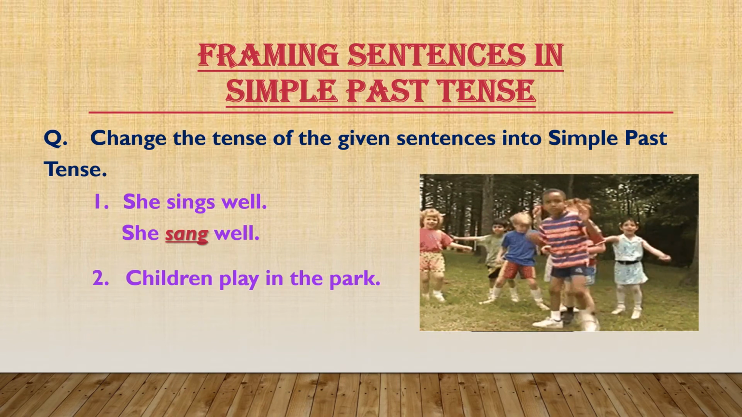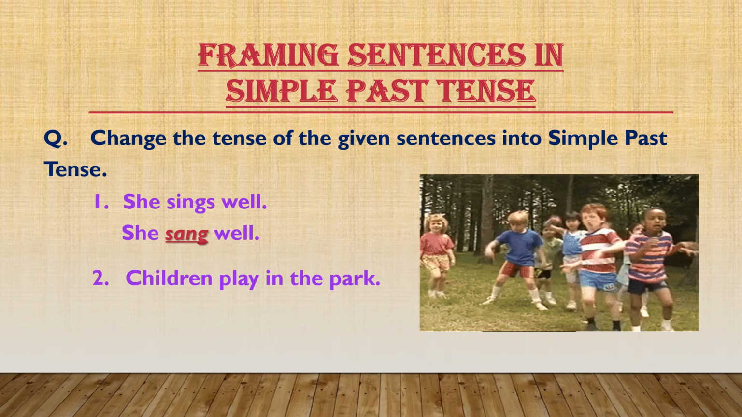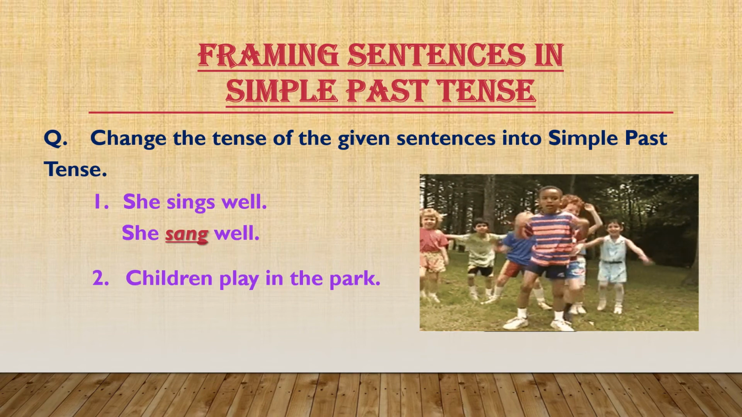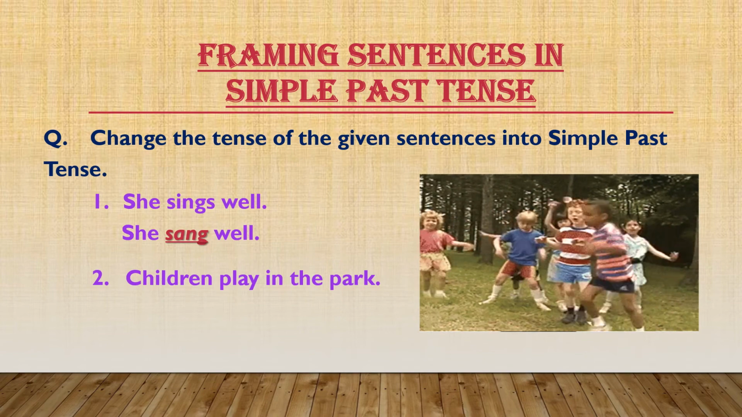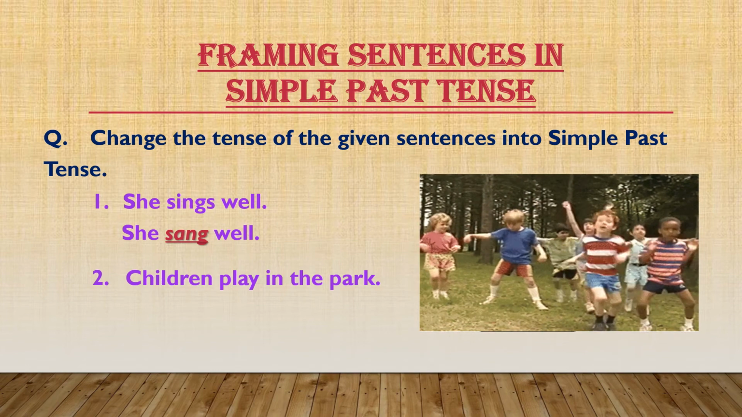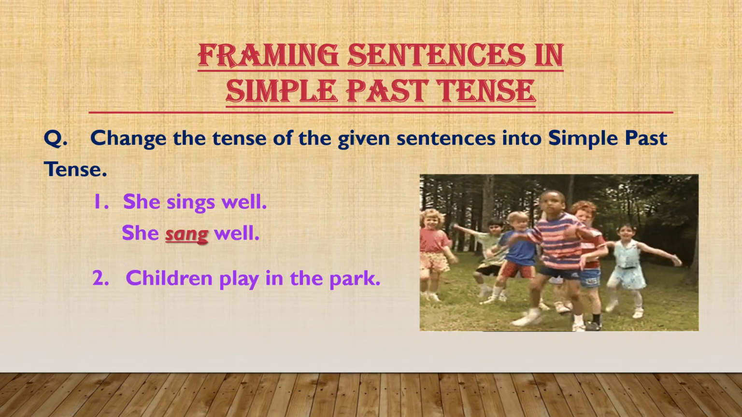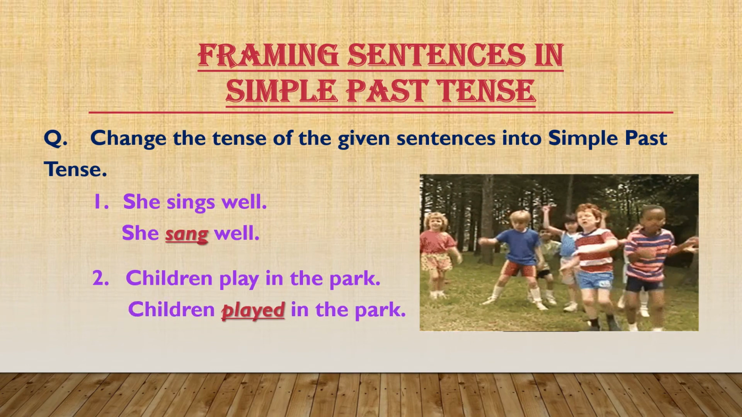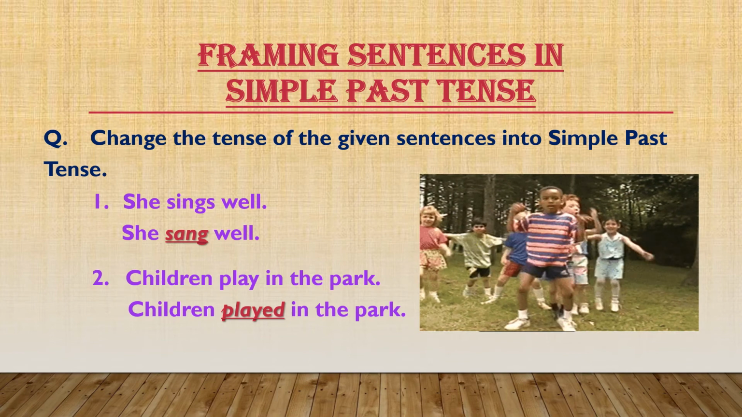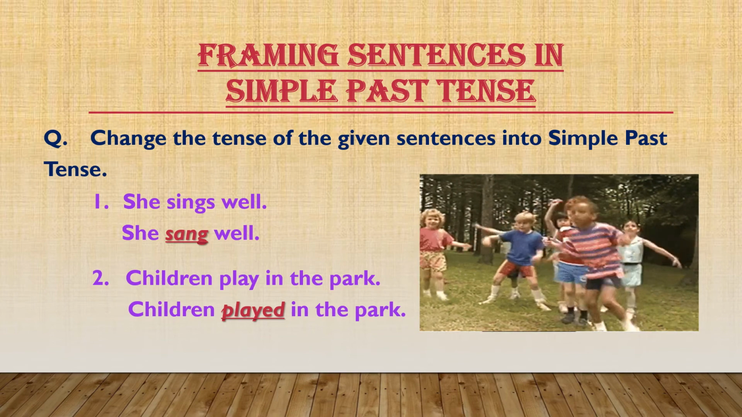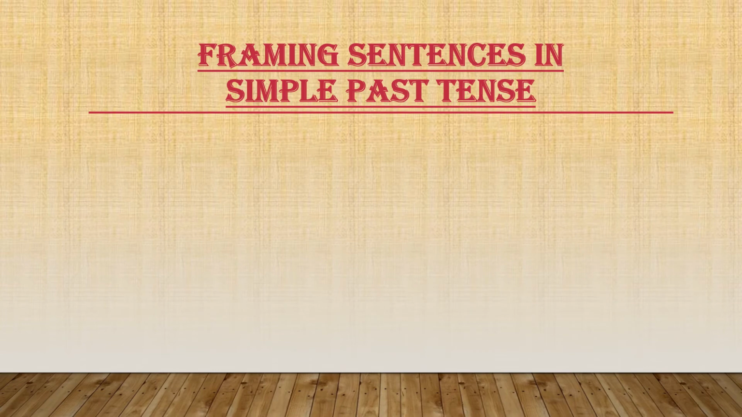Let us take another example. Children play in the park. Here, the verb is play. And we just have to change this verb into past form. And what will come then? Children played in the park. Play will become played. It's really simple.